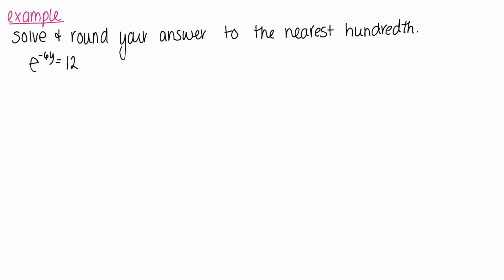If you can't make similar bases, so e and 12 do not have a similar base, you're once again stuck with taking the ln on both sides, or whatever base you want. Ln works really good here, though, because this is a base of e. So if I take the natural log on both sides here, I have ln of e to the negative 6y is equal to ln of 12. Remember, ln of e raised to, it doesn't matter, x is equal to x. That ln e cancels itself out, and we're just left with this exponent. So negative 6y is equal to ln 12.